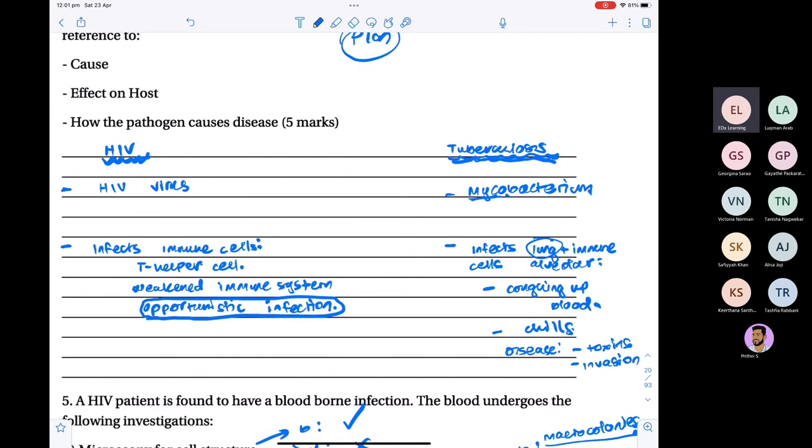Tuberculosis, the reason it's so hard to treat is because it goes and hides inside cells. So even if you shoot antibiotics and all these nasty drugs, it's protected inside your own cells, so it remains. Good. Any questions about tuberculosis? Infects lung cells, coughing up blood, it invades and releases toxins. It more invades, but you don't need to know which one is more prominent for diseases.